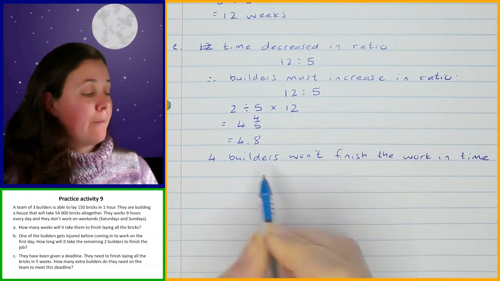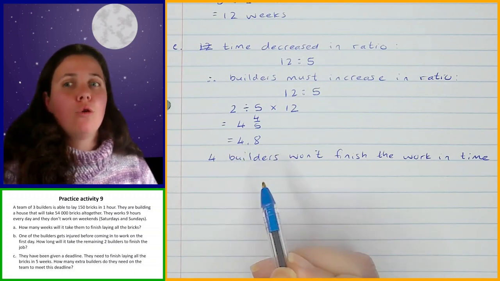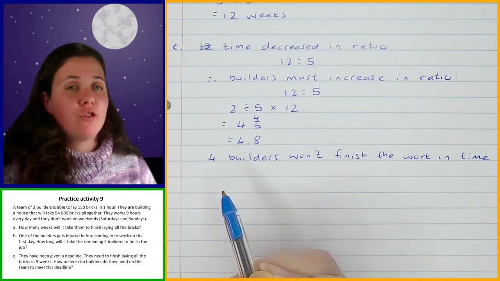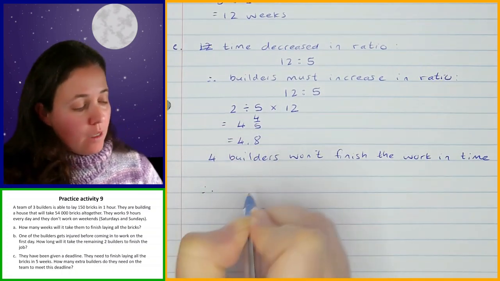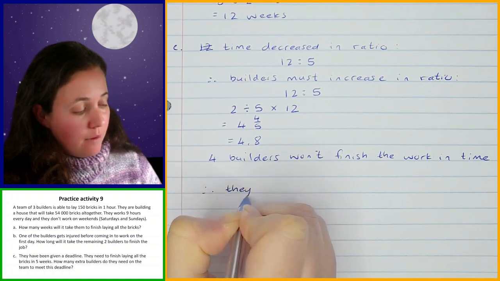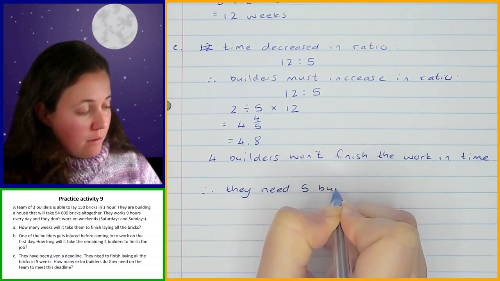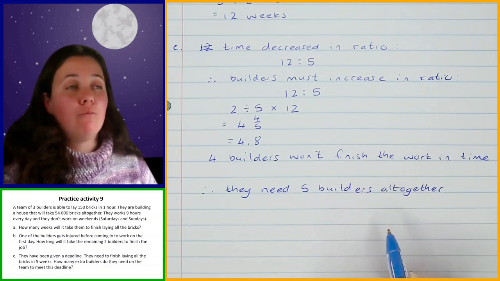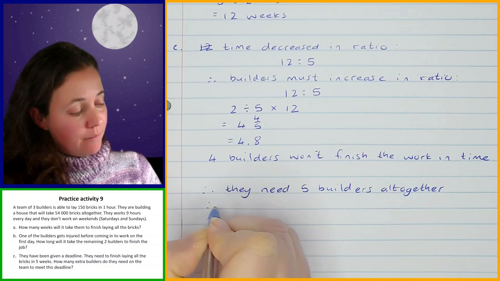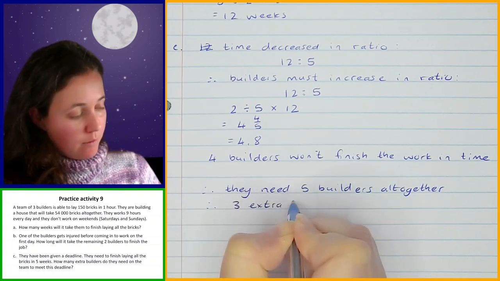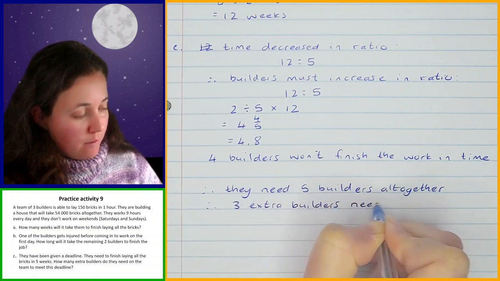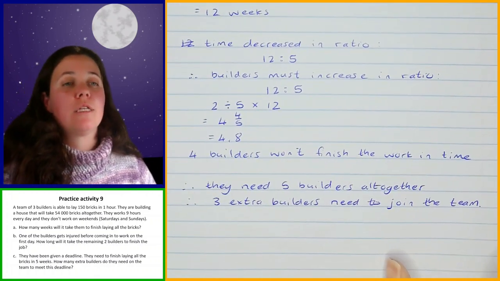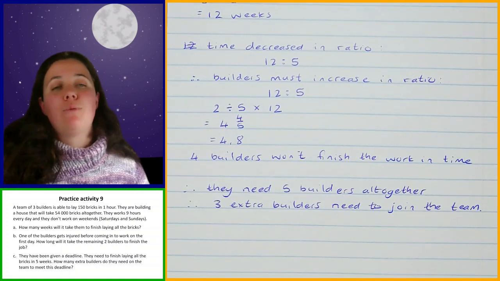So we have to round up. Anytime you have a fraction of a person or something like that, you always have to round up. You can never round down. Okay, so in this case, we have a fraction of a person. We have to round up because we have to take that person into account. So therefore, we need 5 builders altogether. Now, they already have 2 builders on the team, which means that the extra builders they need would be 3. So they need 3 extra builders to join the team. And if they have 3 extra builders to join the team, they will then be able to finish the job on time.